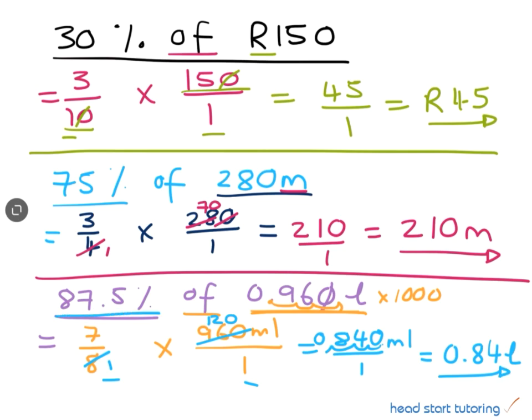So 87.5% of 960 milliliters, or 0.96 liters, will give us an answer of 0.84 liters.